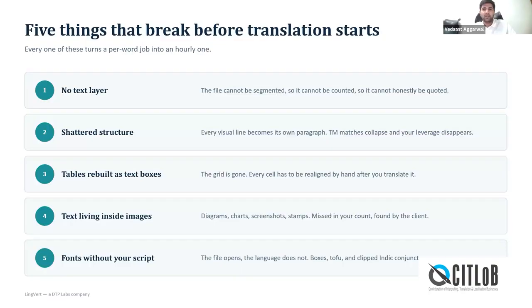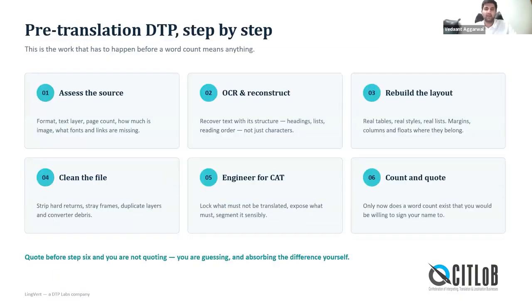Empty text boxes, clipped Devanagari conjuncts, and it looks fine to everyone who can't read the language, which is everyone in the approval chain except you. Spot these in the first 60 seconds: open the PDF, try to select a sentence, look at one table, look for the text in the diagram. 60 seconds before you quote. This will be really helpful in the end.